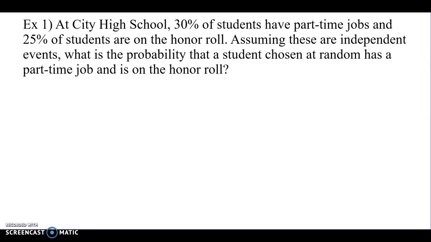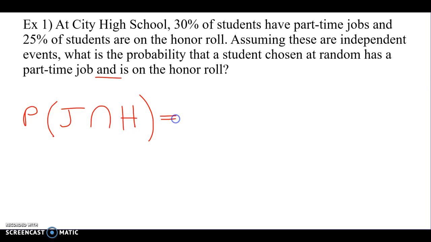Okay, so let's try an example. At City High School, 30% of students have part-time jobs, and 25% of students are on the honor roll. Assuming that these are independent, so it tells you that one does not affect the other, what is the probability that a student chosen at random has a part-time job and is on the honor roll? So it's asking, what is the probability that they have, I'll say J for job, a part-time job, and they're on the honor roll, so I'll put an H there.